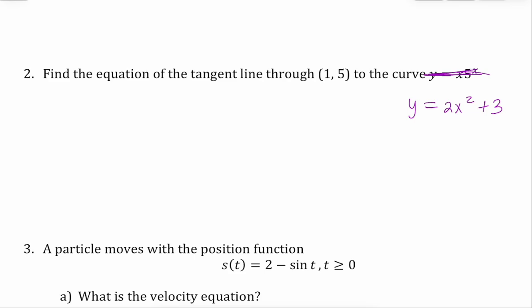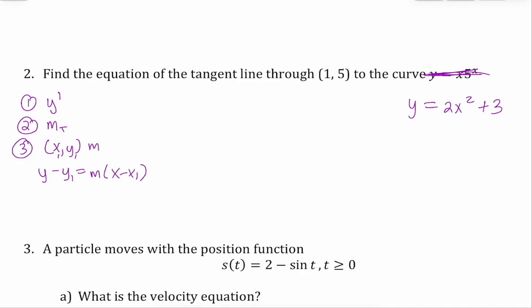You always want to follow the same steps. First step is find the derivative. Second step, find the slope of the tangent by plugging in the point that you've been given. Third step, you use the point and the slope in the point slope formula: y minus y1 equals m times x minus x1.